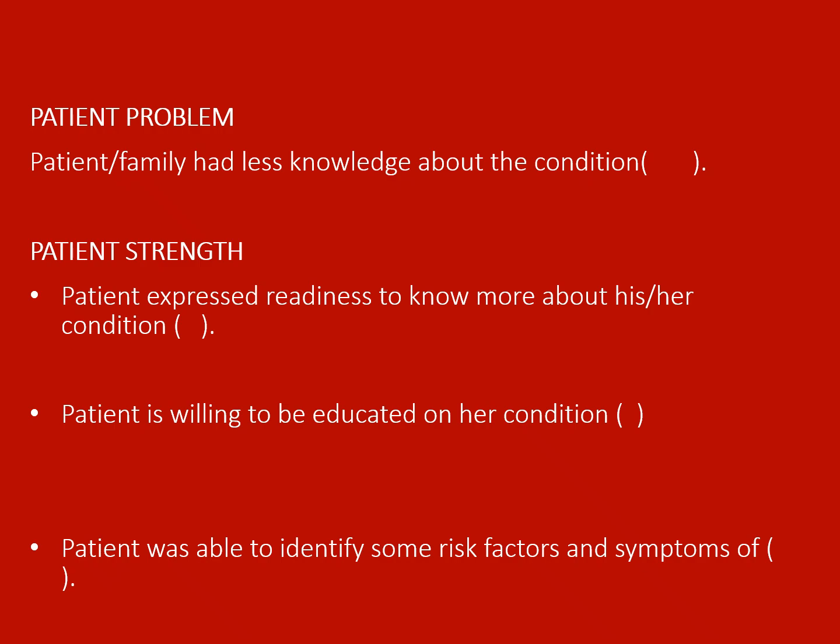You write the condition over there. That's why I always leave the curly bracket over there. Another stylish way of writing the patient strength: sometimes the patient technically knows something small about the condition, and that can be the patient's strength, right? So the patient was able to identify some risk factors and symptoms of the condition, so of malaria. That is a strength because it gives you a building block to actually lean on while educating the client, right?